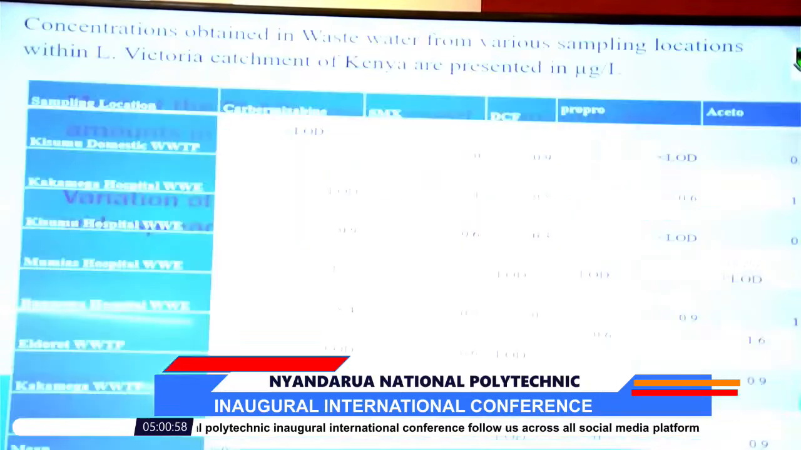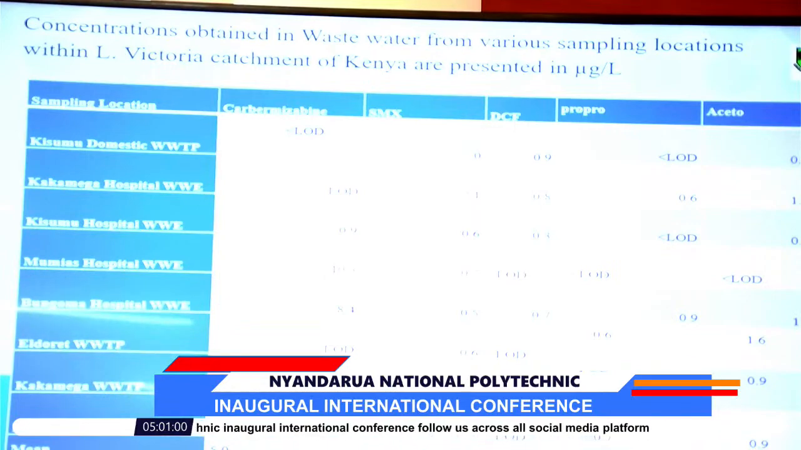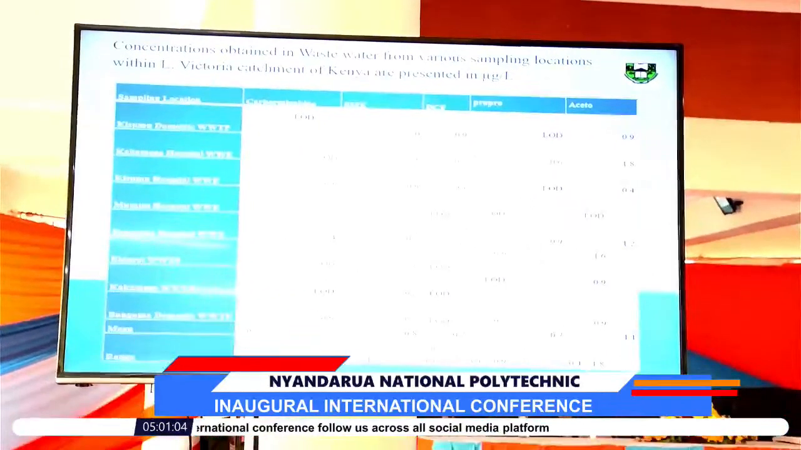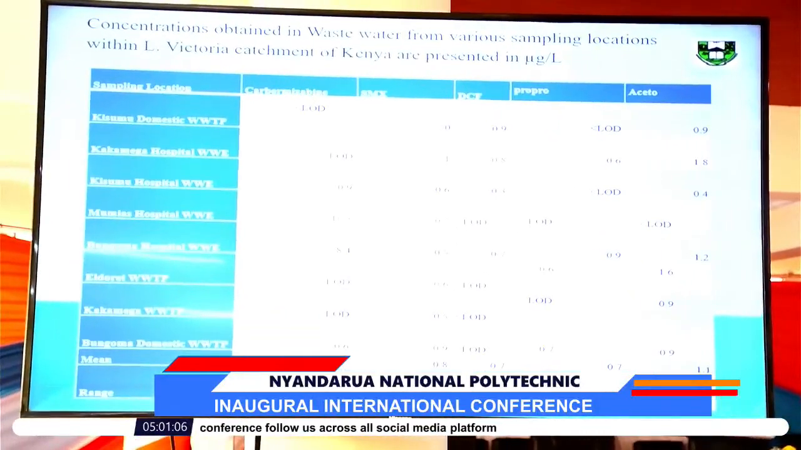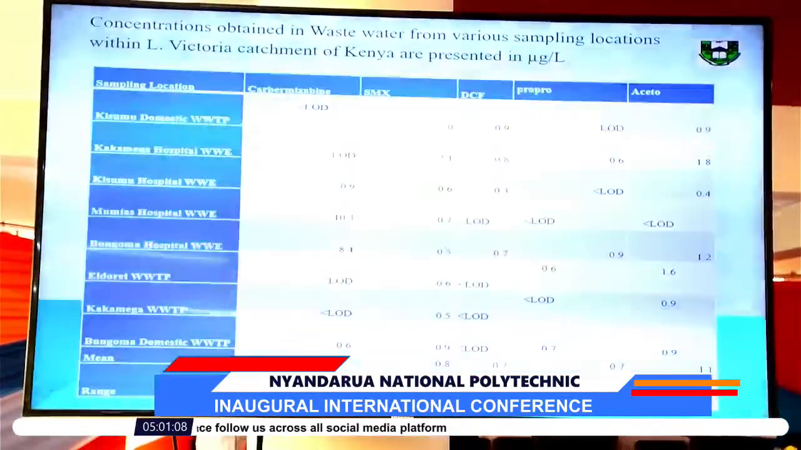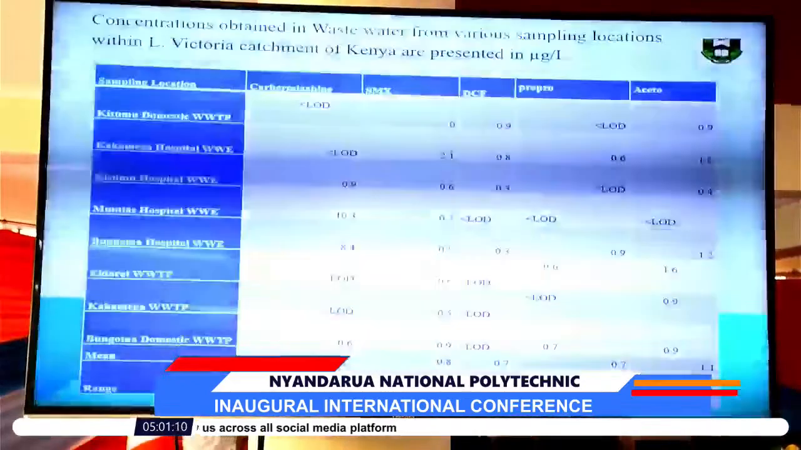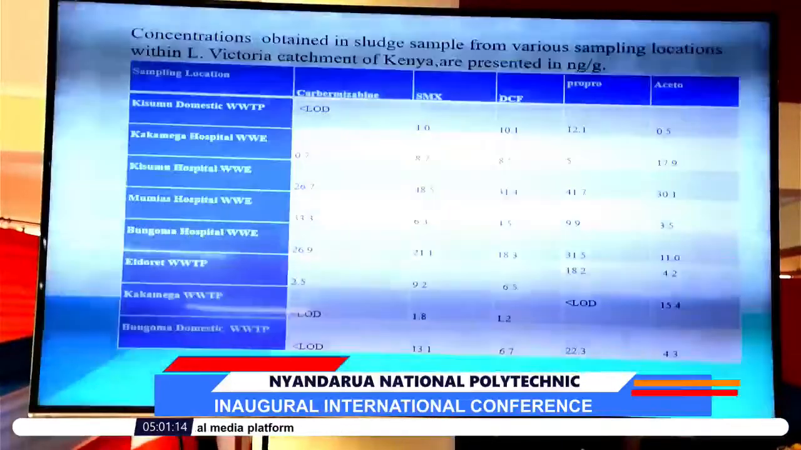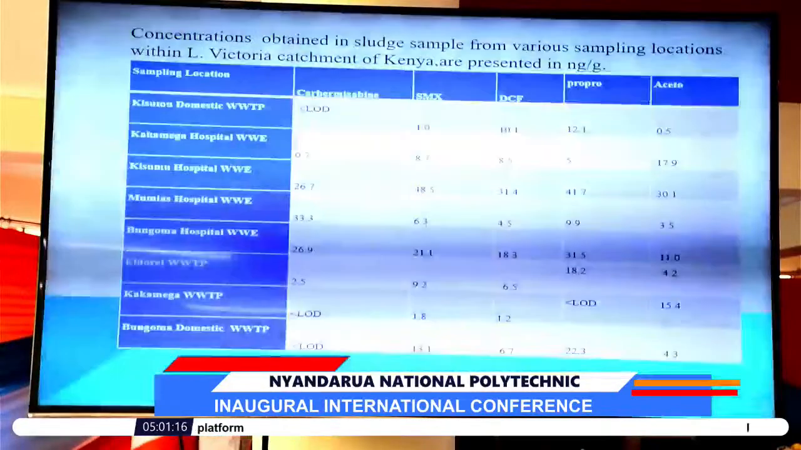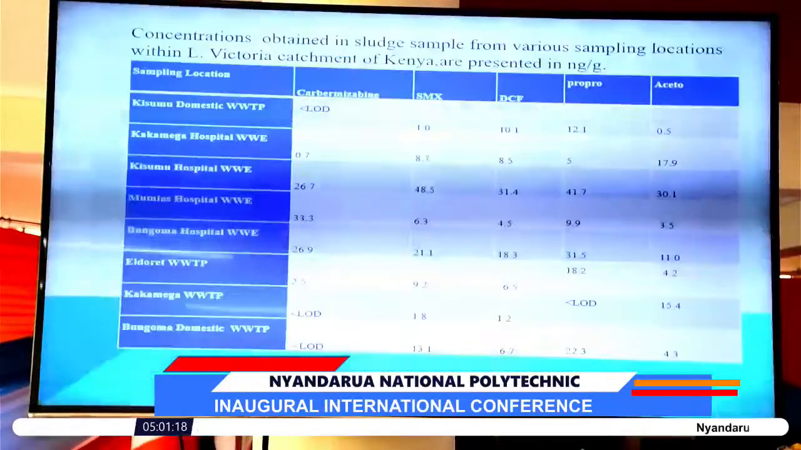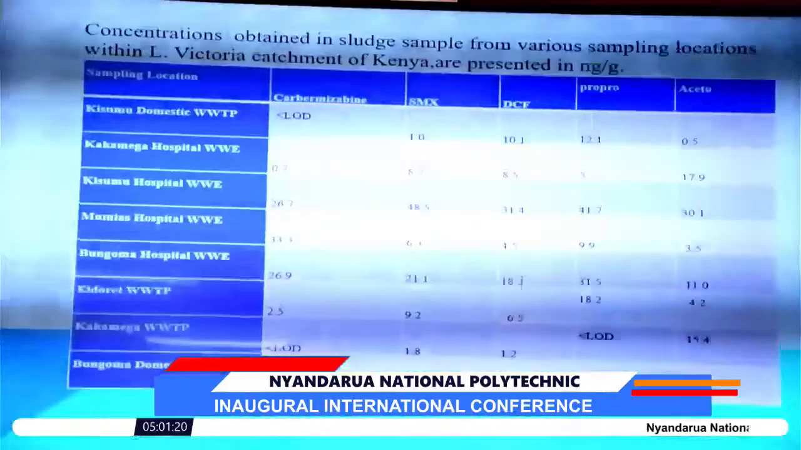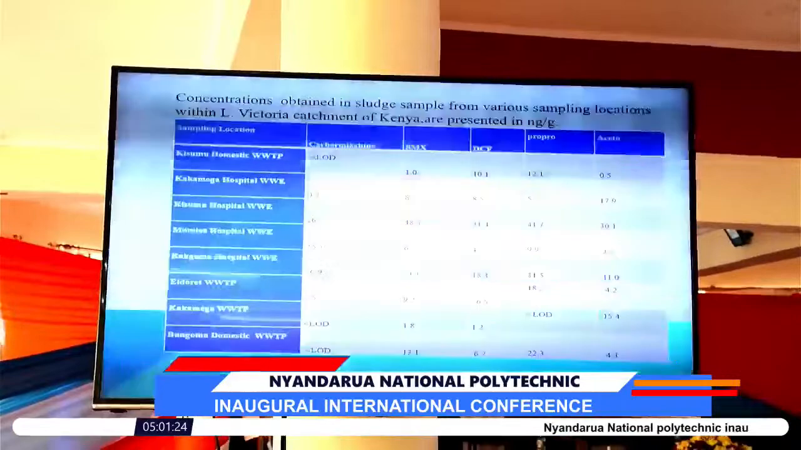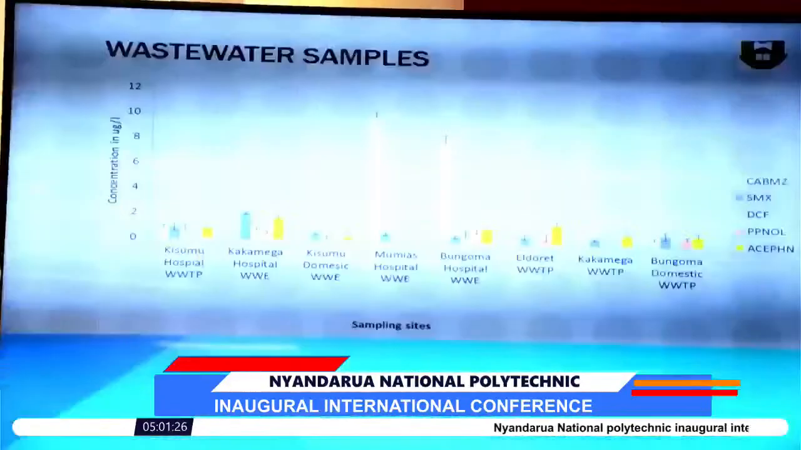This is the data that we collected using the HPLC machine for wastewater in various hospitals and wastewater treatment plants. The same applies to sludge. You can see there are various levels. Some exceed the limits.